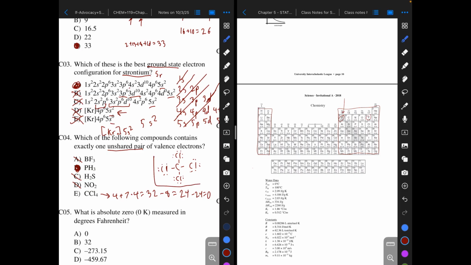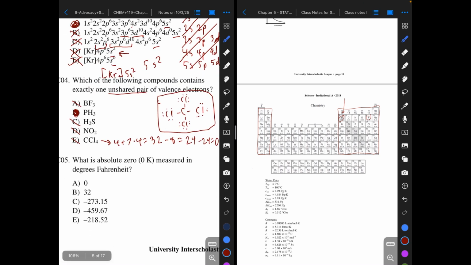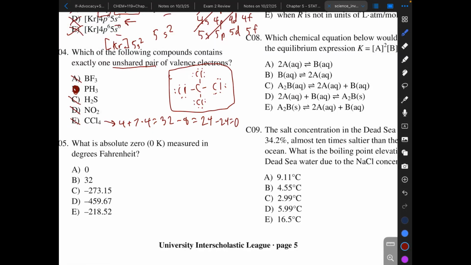So this is the most stable structure of CCl4, and obviously there are no unshared pairs on the carbon. So the answer to number 4 would be B. For number 5, we're asked to find absolute zero measured in Fahrenheit.